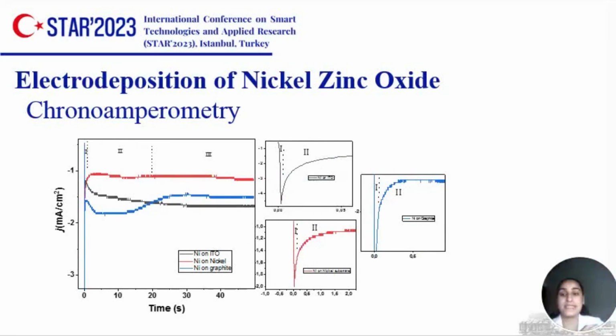As can be seen in all the applied potentials of the electrodeposition of zinc oxide and nickel on different electrodes, the current transients have almost the same form. Chronoamperometry shows that all the current transients exhibit a typical form for a diffusion limited nucleation process with three-dimensional growth of nuclei.